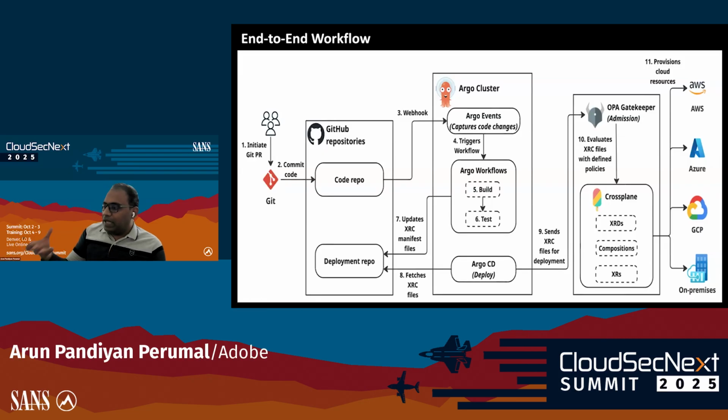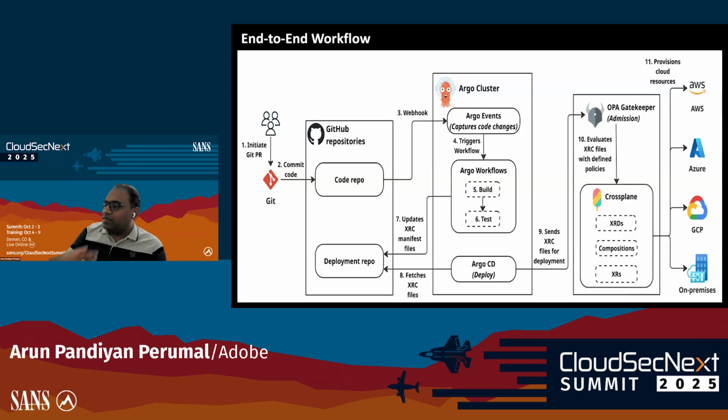So the OPA Gatekeeper evaluates the XRC files, checks them against the predefined policies, and checks whether the resources are compliant, whether they follow the constraints or not. If a resource is compliant, it is sent to Crossplane for deployment. If not, it terminates that request from Argo CD. And in Crossplane, we have the XRD, composition, and XR. We will talk more on this as well.